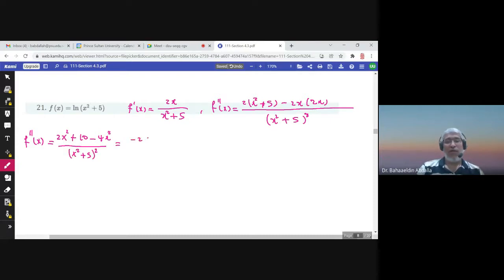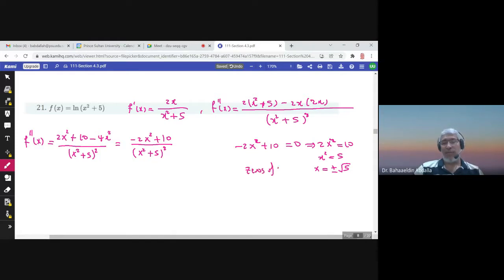Well, I have negative 2x squared plus 10, combining like terms. That's it. Now notice that I need to find the zeros of f double prime. And to find the zeros, I put negative 2x squared plus 10, the numerator, equal to 0. So 2x squared equals 10. So x squared is 5, and x is plus or minus square root of 5. So these are the zeros of f double prime.